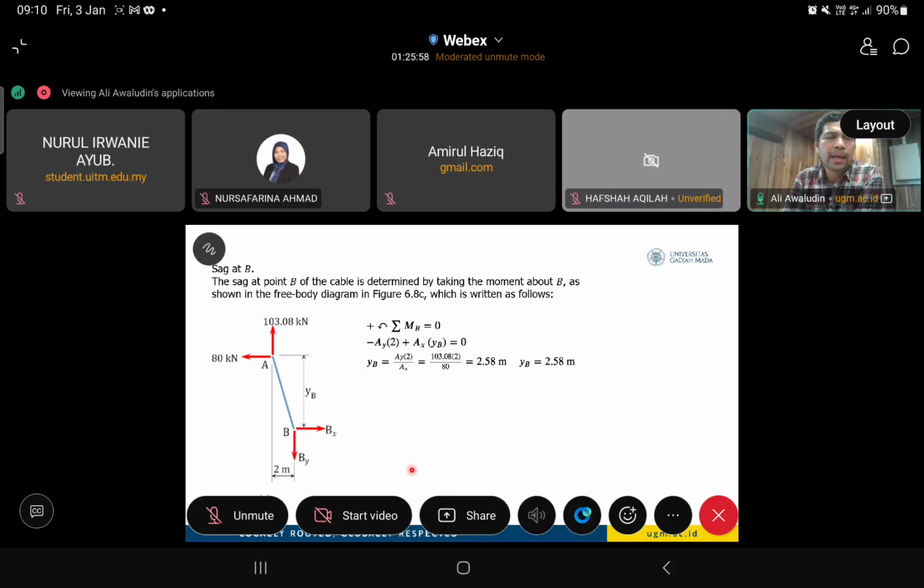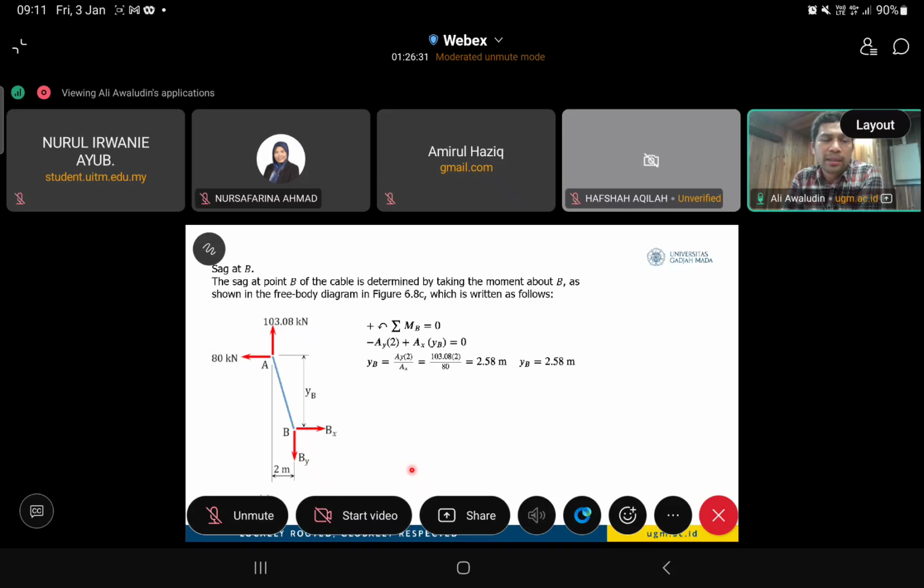Yes, okay. Let's see, when we combine, the sigma moment at B must be 0. So here we can have finally minus AY multiplied by 2 meters, the distance between A to B, plus AX multiplied by YB, where AX equals 80 kilonewton, multiplied by YB. So directly we can get YB equal to 2.58 meters.